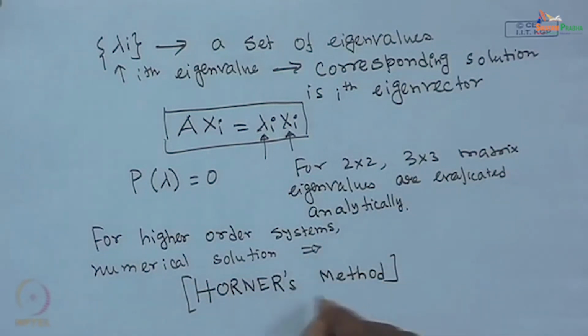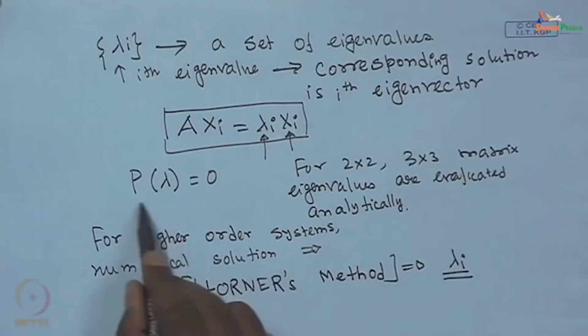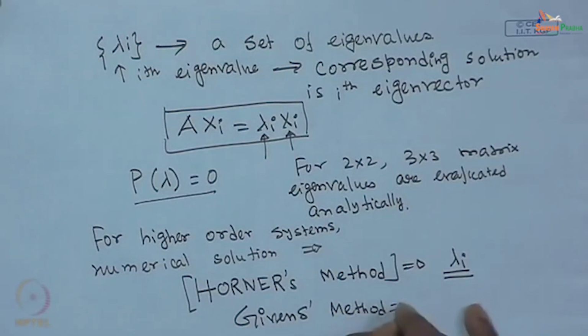So, by using such a numerical technique, one can evaluate all the roots of the characteristic equation P of lambda equal to 0. For the corresponding lambda, one has to evaluate the eigenvector. Maybe Given's method is there to evaluate the corresponding eigenvectors.